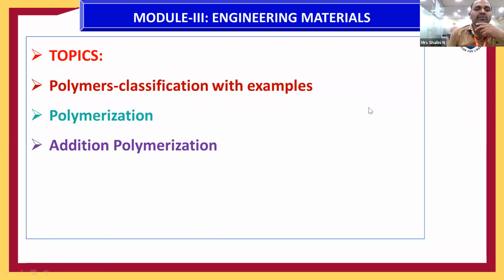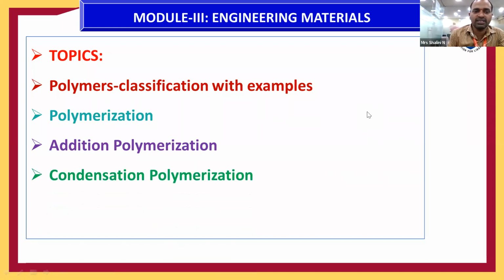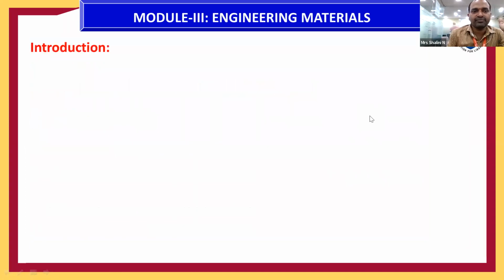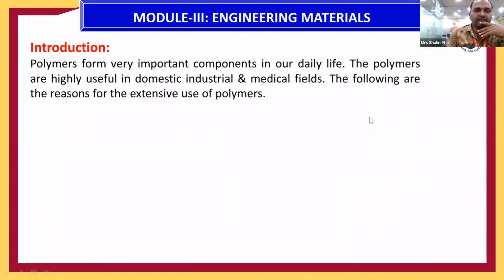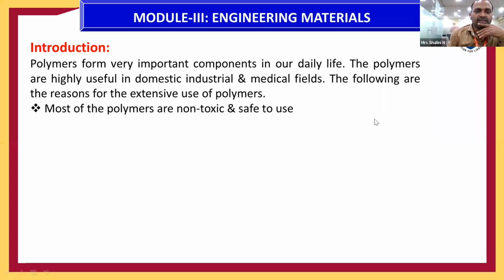Next is polymerization. What is meant by polymerization and how is it classified? The classifications of polymerization are addition polymerization, condensation polymerization, and copolymerization. Yesterday we already discussed the introduction to the polymers.